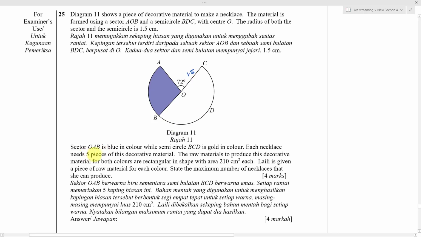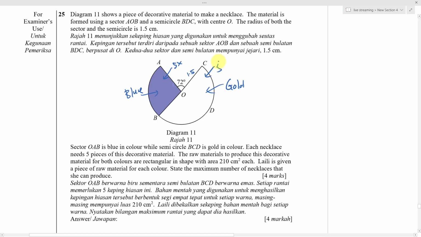Alright, so sector OAB is the blue color, and then the semicircle is the gold color. Each necklace needs 5 pieces of this decorative material. That means in order to make a necklace, you will need 5 of them.